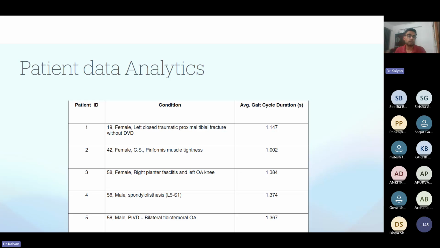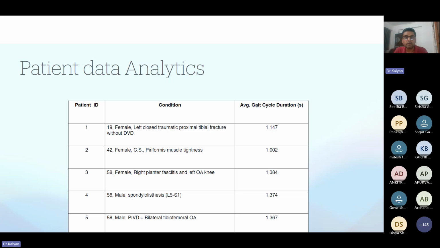Each of them has given us multiple sessions of data: 5 days of data for patient 1, 7 days of data, 4 days of data, and so on. So we are trying to understand the consistency in the data. Is it 1.147 plus or minus something for the same patient for the remaining days, or is it increasing, is it decreasing, and so on.